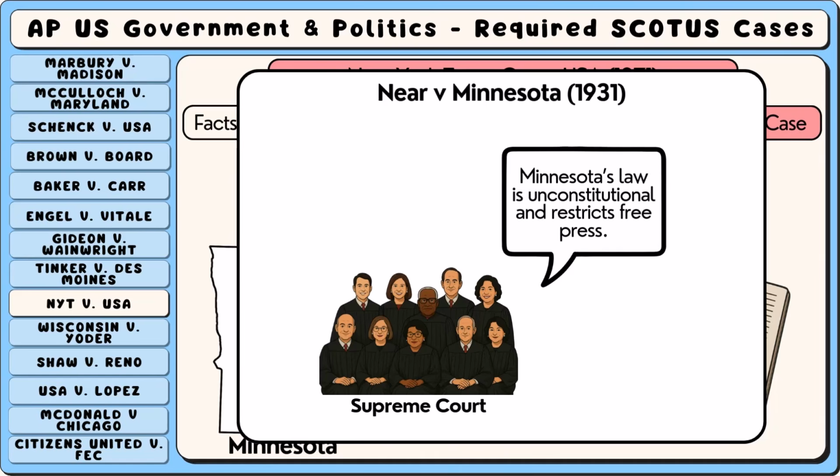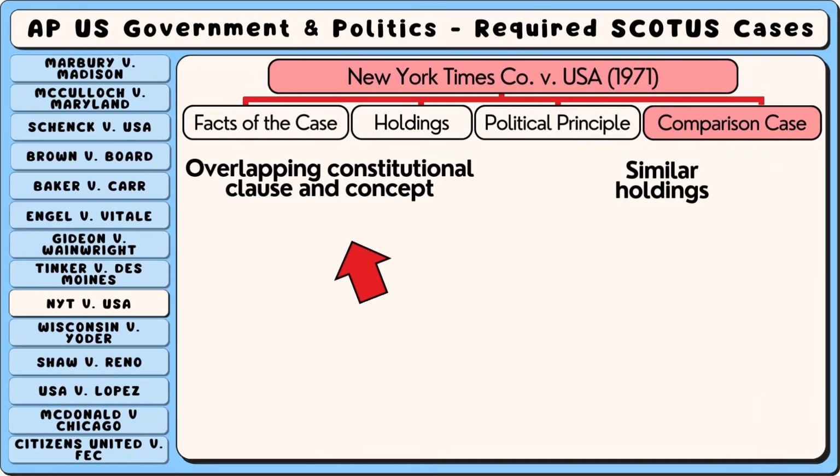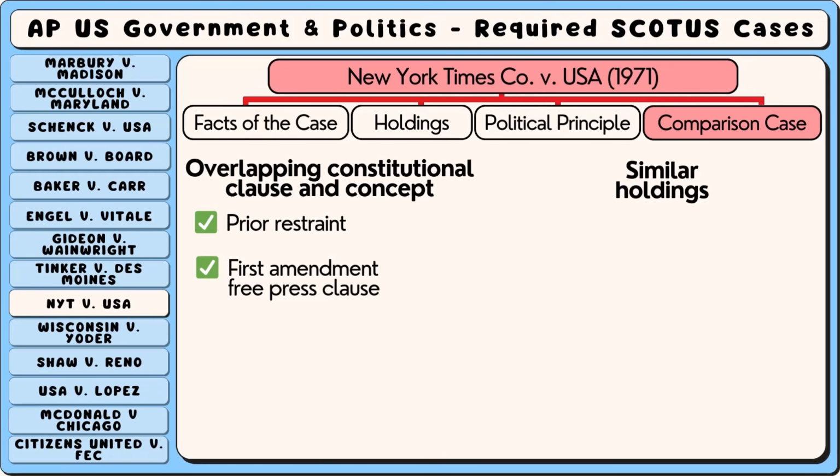Now let's identify the overlapping constitutional clause and concept between Near versus Minnesota and New York Times Company versus United States. Both cases deal with the idea of prior restraint, which refers to whether the government can stop a newspaper from reporting on information, and the First Amendment Free Press Clause. Now let's compare the holdings of the two cases.